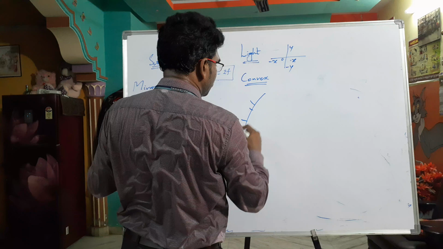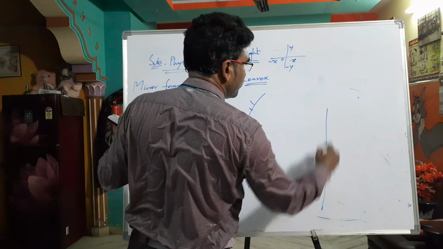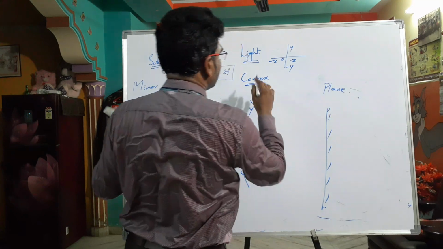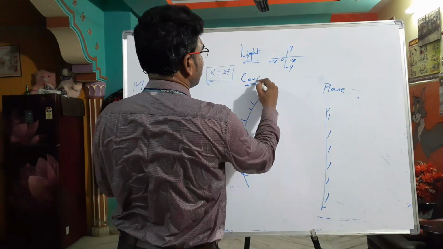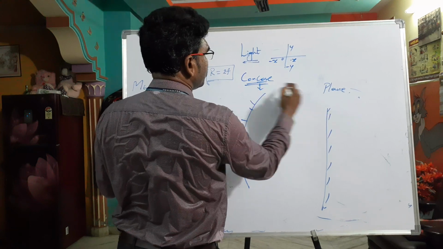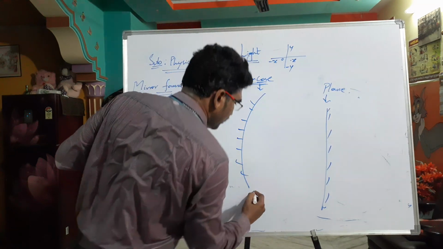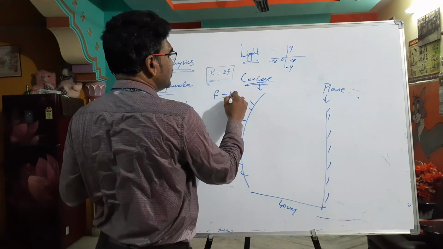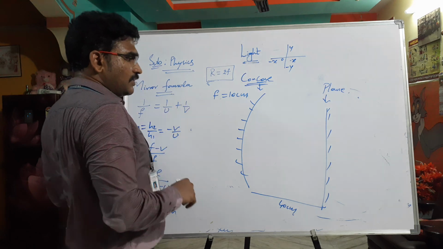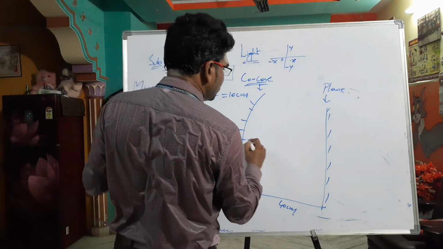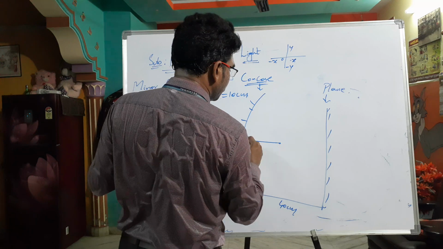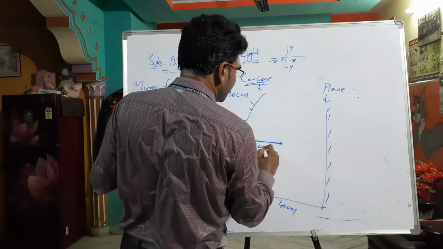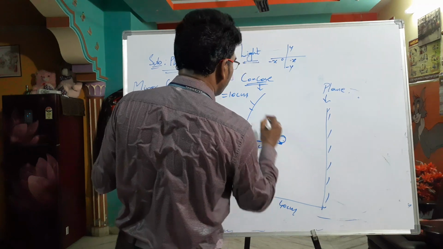For example, this is a concave mirror and here a plane mirror. This is plane. This is concave. This is plane. And now the distance between them is 40 centimeters. Of course, focal length is 10 centimeters. Now in front of this, at a distance of 15 centimeters from the concave mirror, an object is there.